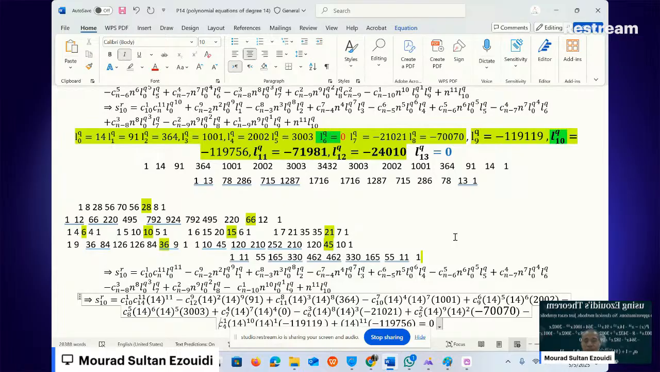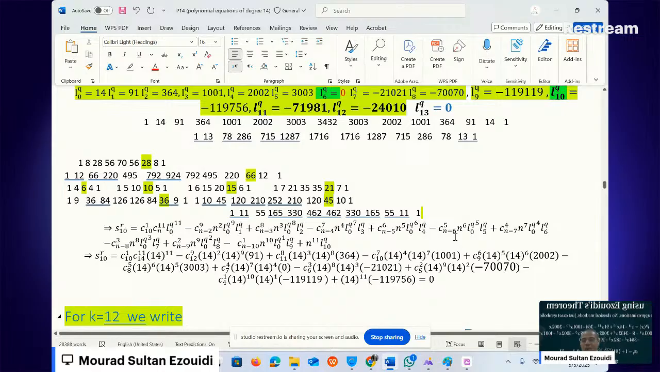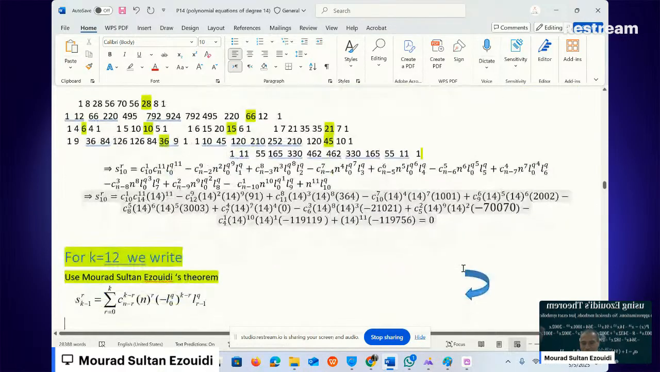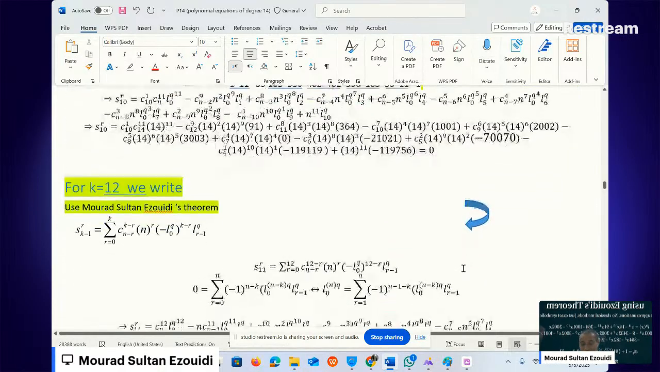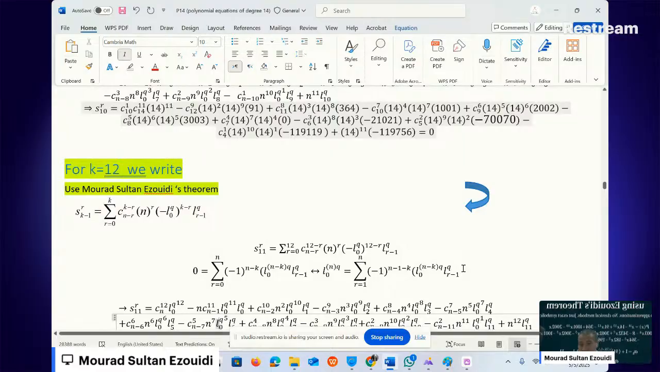So we continue. Now we obtain a term that will give you the 11th coefficient. This is the formula that has been derived from the recursive formula, or from the theorem of Prof. Mourad Sultan Ezouidi, and just by substitution here you will find that the regular S10 is going to be equal to n. Now, my professors, we proceed, we continue.